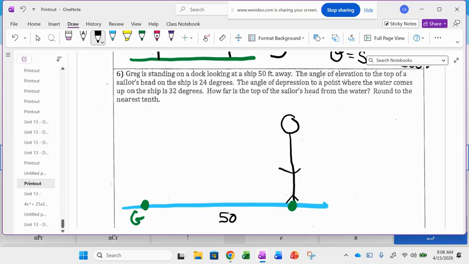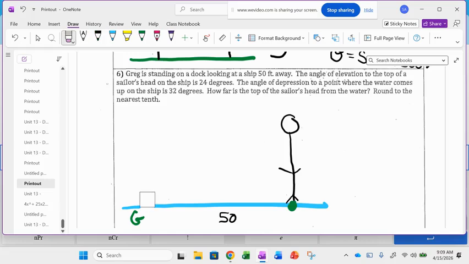They're saying the angle of depression to a point where the water comes up on the ship is 32 degrees. So what's happening here is Greg is here, he's looking up at the sailor, but he's also looking down at the water. Coming from Greg, I can make an angle of elevation looking up. But if he's just a dot on the water, can I make an angle of depression looking down? No. So what does this mean? I also have to give Greg some height.